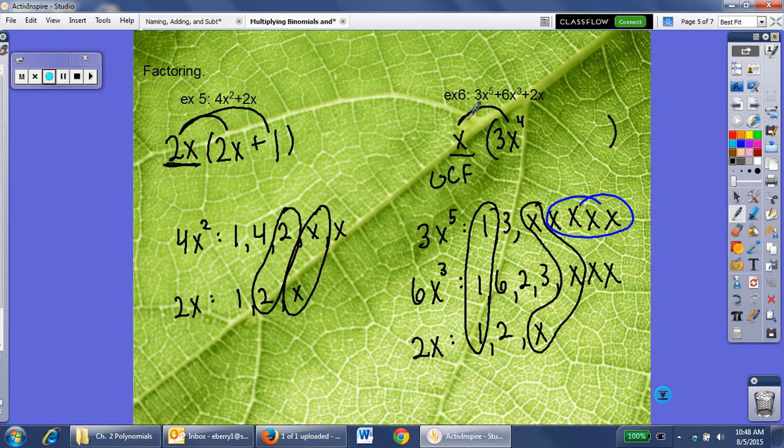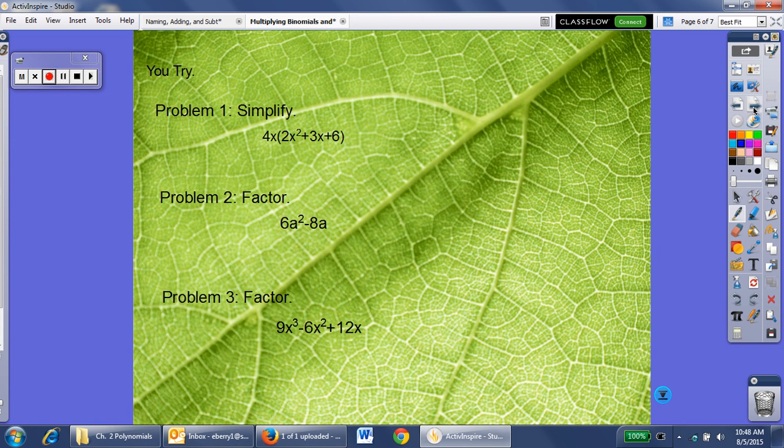The second term, x times something, needs to give me 6x to the third. I definitely need to put a 6. And then count up how many x's are left here. So there's 2. So I put x squared. And lastly, x times something needs to give me 2x. And the only thing that's left is a 2. And you can see that right here. Okay. You guys try these 3 problems, and I'll see you in class tomorrow.